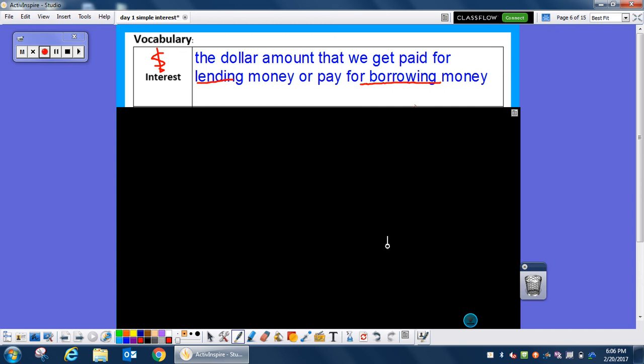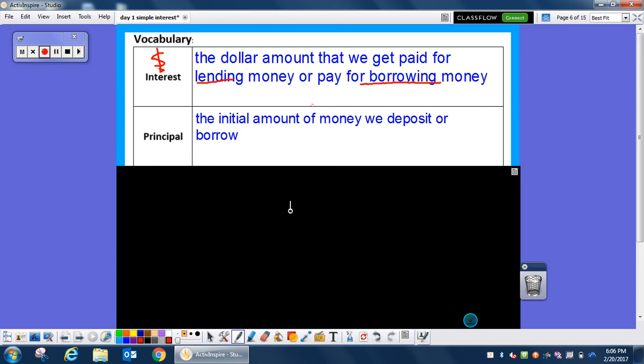So again, if you lend money to somebody, you typically should charge them interest. And if you borrow money from somebody, say the bank charges you interest. Principal is the initial amount of money we deposit or borrow. So this is also in dollars. So when you calculate the principal, you want to make sure you have a dollar sign label.